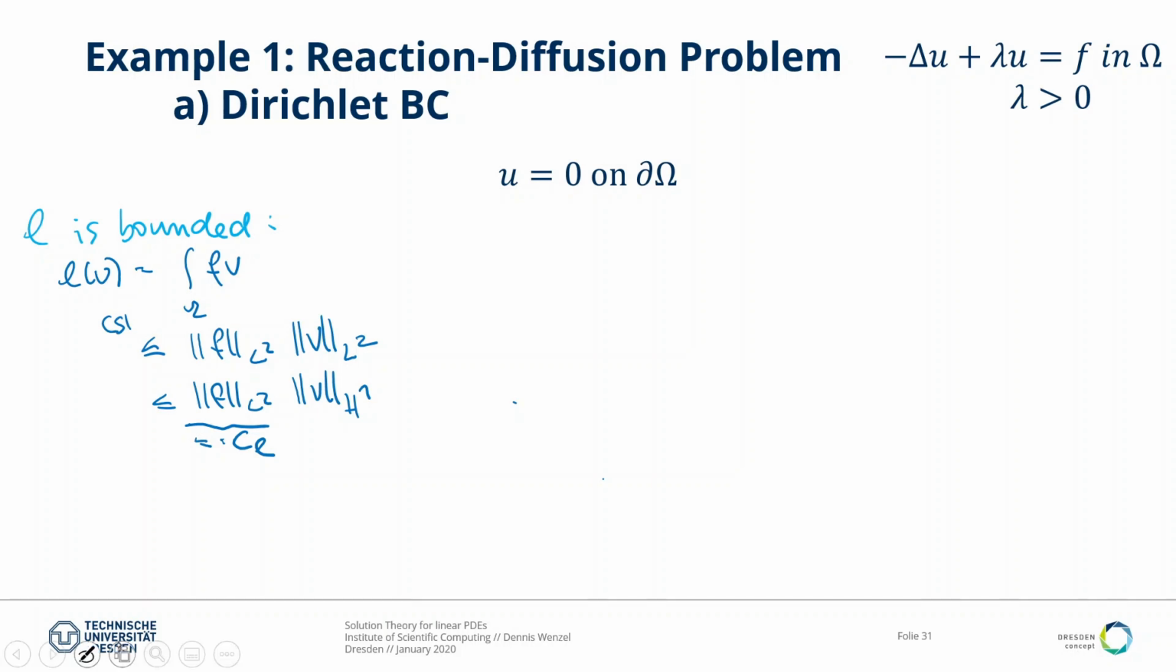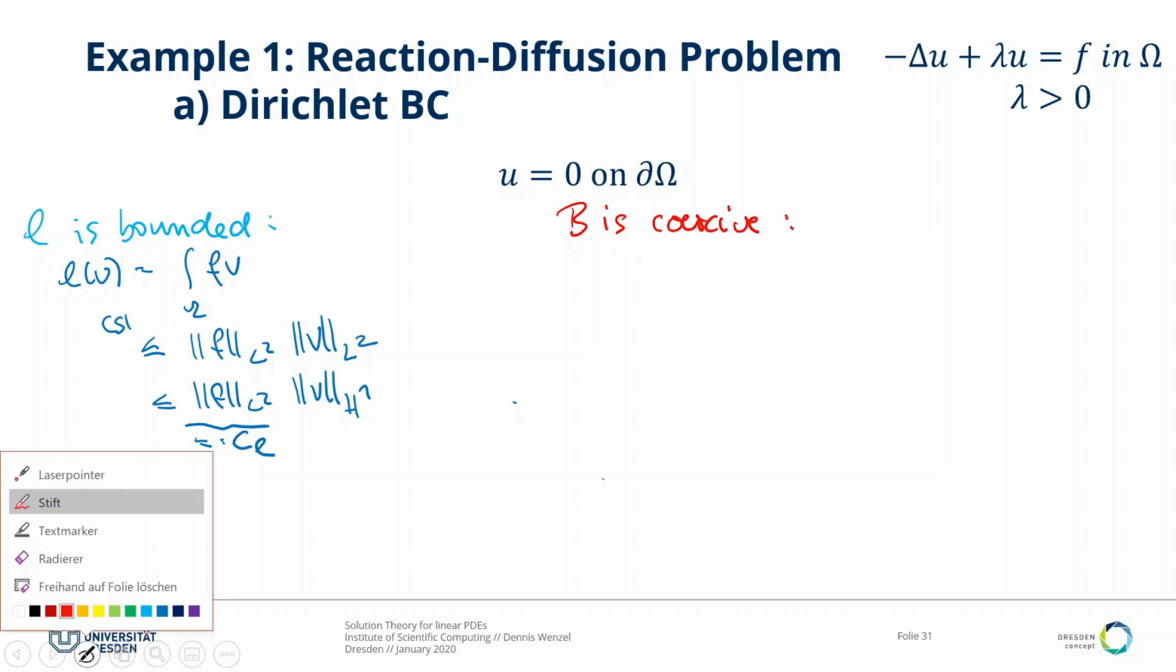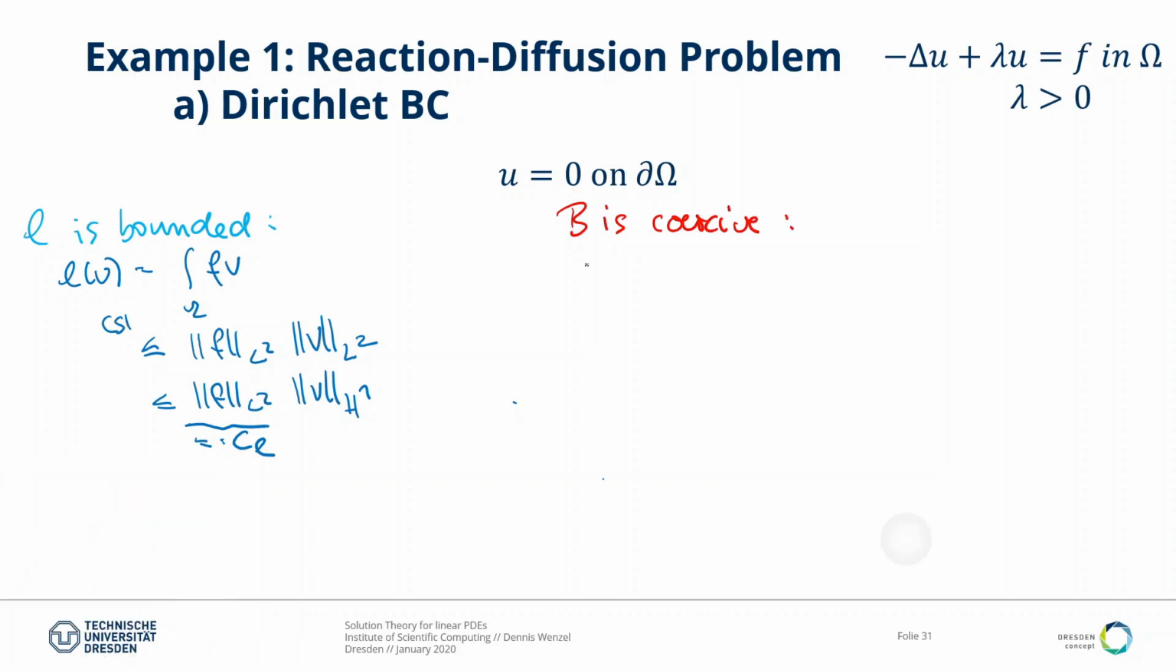And the last part here is the coercivity of B. B is coercive. And for that, we write down a similar thing. We write down B of u and u. So now you put in the same argument in both components. What does that mean? That's an integral over omega of the gradient of u squared plus lambda times the integral over u squared.